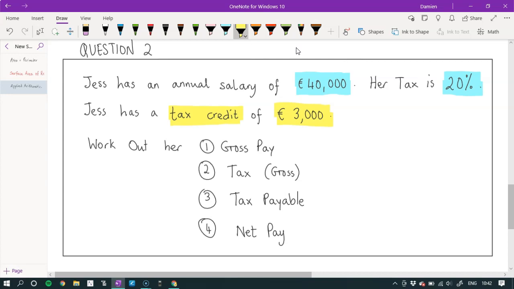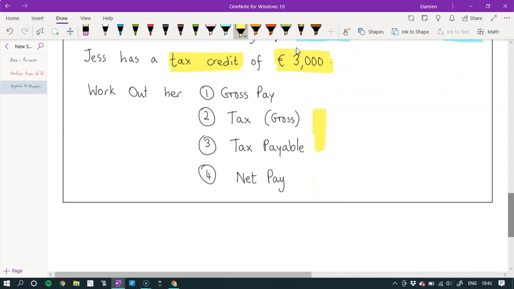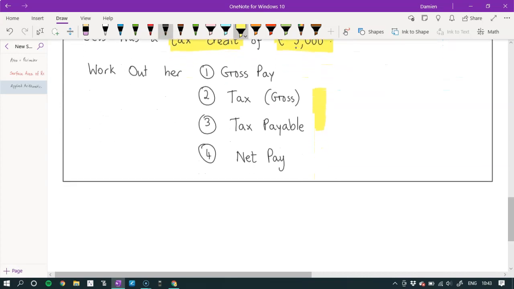Now some people will be looking at these two things here and going, what's the difference between gross tax and tax payable? Well, we'll have a look at that now. So we're starting with 40,000. So let's start laying things out. When you're laying things out, you need to write down exactly what you're dealing with. So first, what is her gross pay? Her gross pay here is 40,000 euros from the question. That should be easy enough to work out.